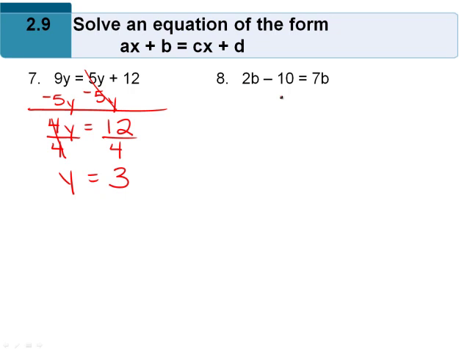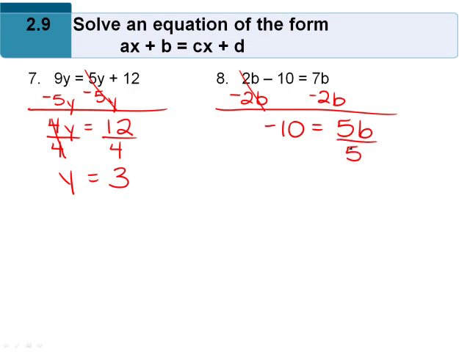Okay, so what I want to do is I want to get rid of the 2b. So I'm going to subtract 2b from both sides. Now what happens is the 2b's cancel, and negative 10 comes down, and it equals 5b. So in that one step, we're now down to just dividing to get our final answer. Okay, so divide by 5, because remember we're trying to get b by itself. The 5's cancel on the right. So b equals negative 10 divided by 5 would be negative 2.